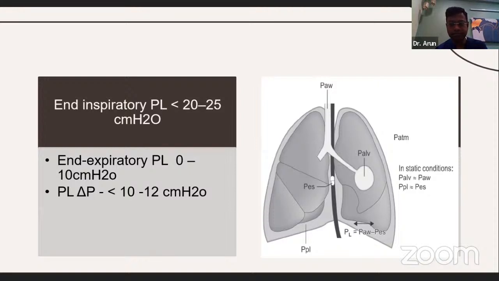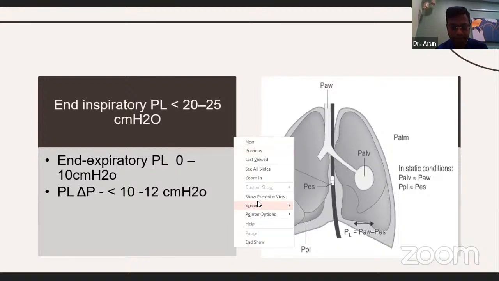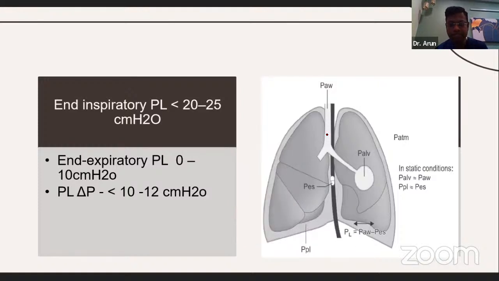Here you can see the trachea, and this is the esophagus. In the mid esophagus, a balloon catheter is placed. We have to place it like this. It comes as a standalone catheter or as part of a nasogastric tube also. Because we cannot directly measure pleural pressure, we take esophageal pressure as a surrogate of pleural pressure, and your transpulmonary pressure is equal to airway pressure minus esophageal pressure.